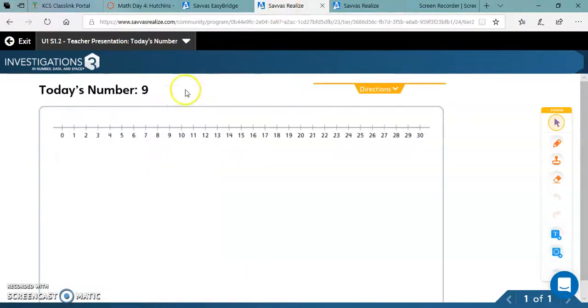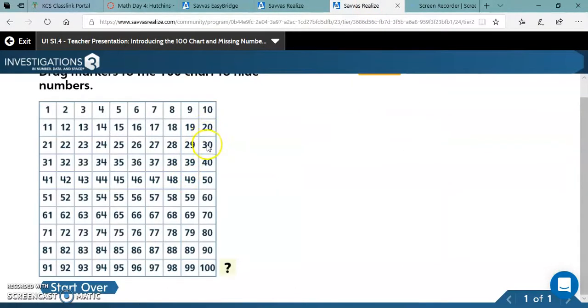Another thing that I realized is that if you look at the number line, you can see that 20 is 10 away from 30. On the 100's chart, it looks like it's just 1 away. The reason it looks like that is because if you go down, you can count by tens. Watch this. 10, 20, 30, 40, 50, 60, 70, 80, 90, 100.